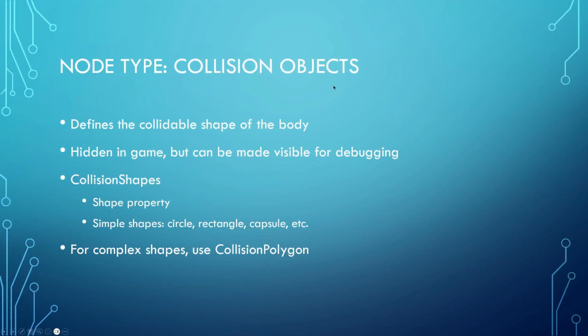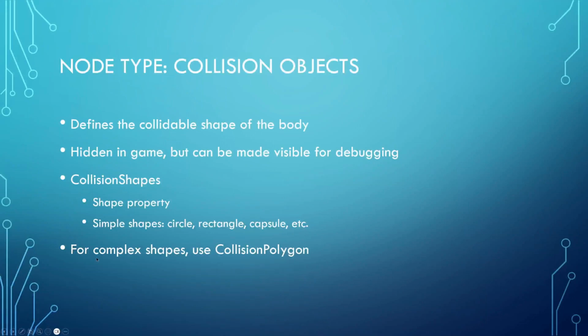So a collision object defines the collidable shape of the body. When you're playing the game, the collision shape is hidden, although you can enable debug mode in Godot and see it when you're running your game in debug mode. There are two types of shapes. There are simple shapes like circles, rectangles, or capsules in 2D, and things like spheres, rectangular prisms, cones, cylinders, or capsules in 3D.